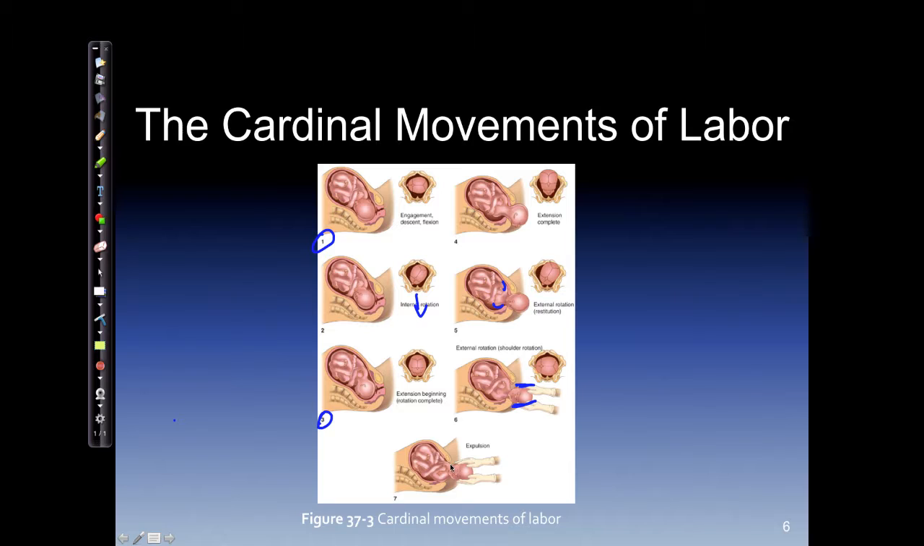And then 7 is expulsion. Once the shoulders deliver, all the rest of the kiddo comes right out. It's all smaller after the shoulders, so to speak.